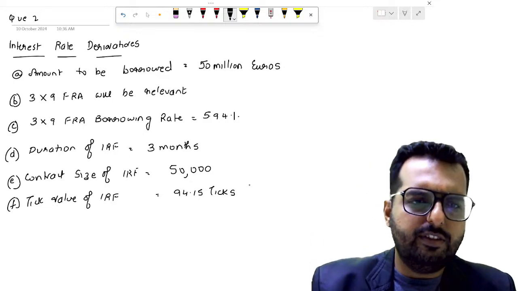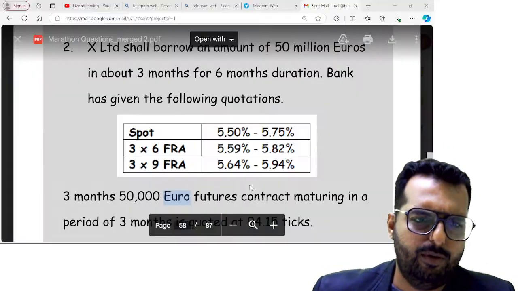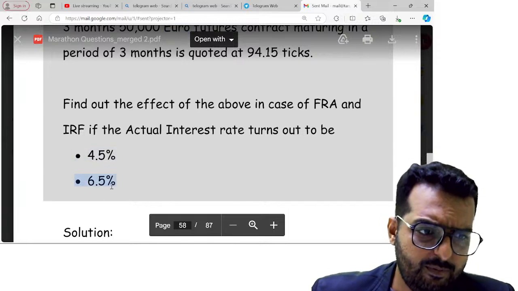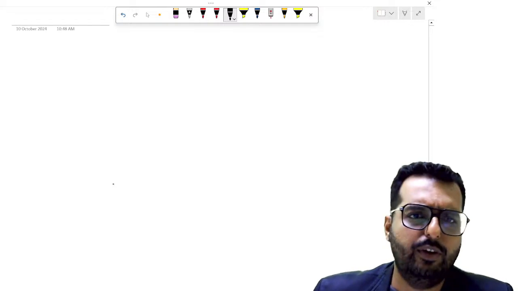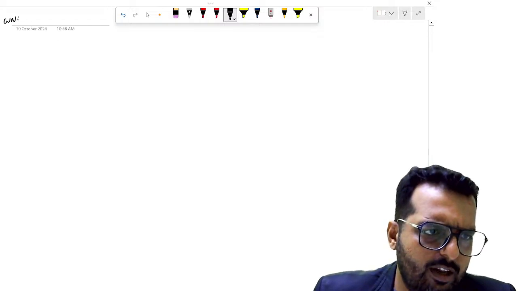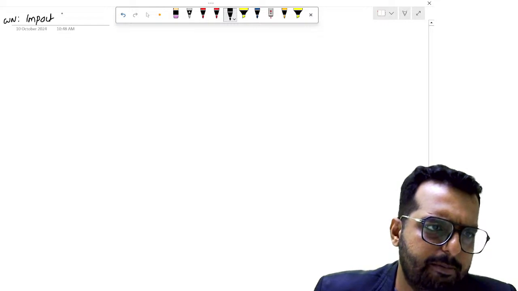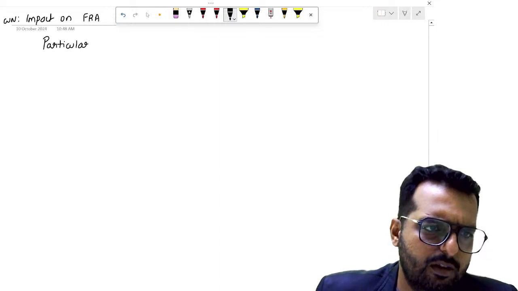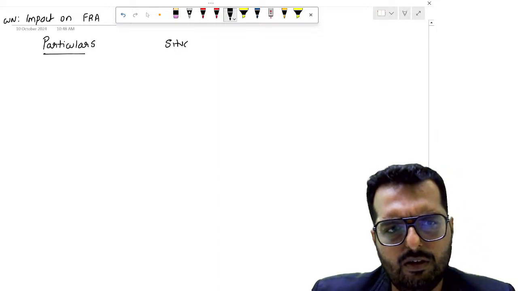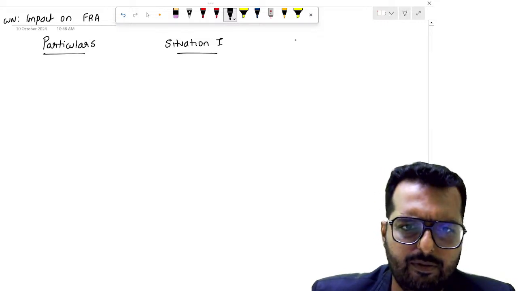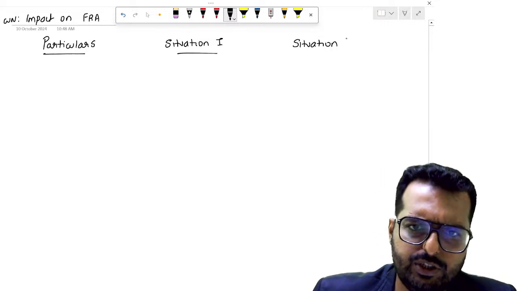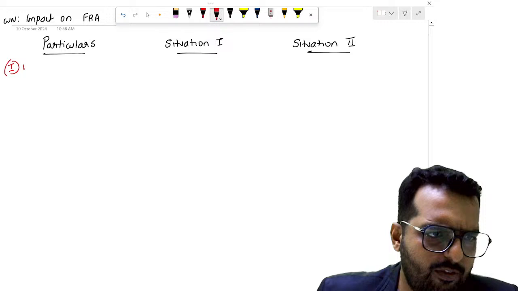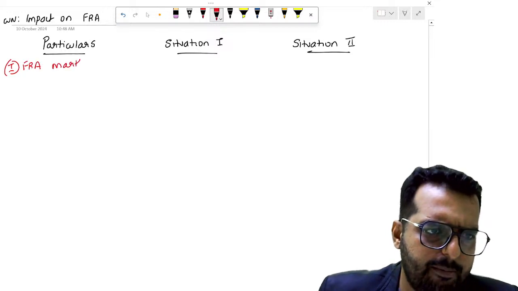All right friends, once you are done with this, now what we have to do is solve this problem in two scenarios. If the actual rate is turning out to be 4.5 or if it is turning out to be 6.5. So I'll put a working note heading. First we will understand the impact on FRA. Particulars, situation 1, situation 2. Okay, so I'll put Roman number 1. First, we will find out the impact on the FRA market.